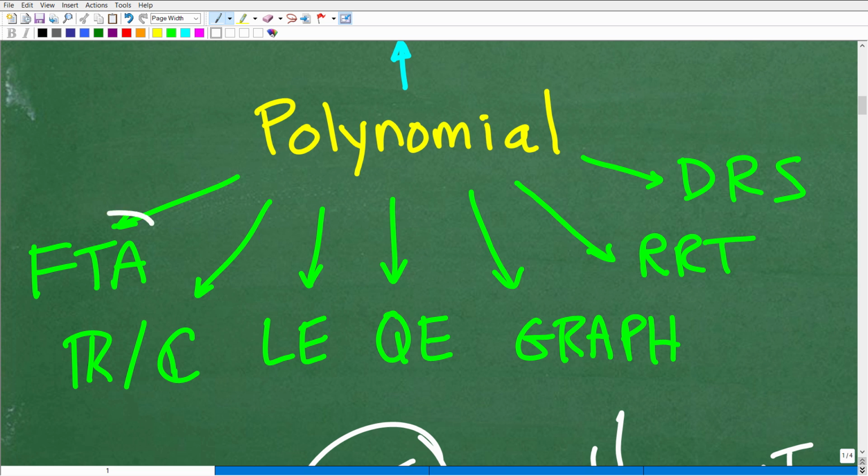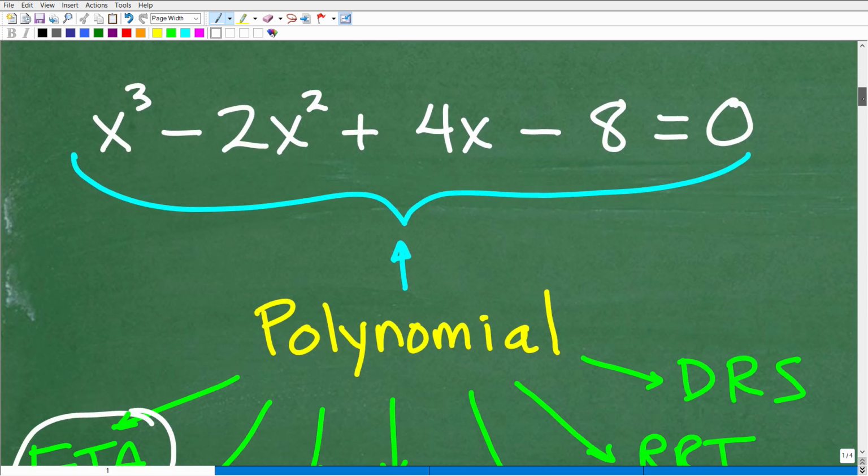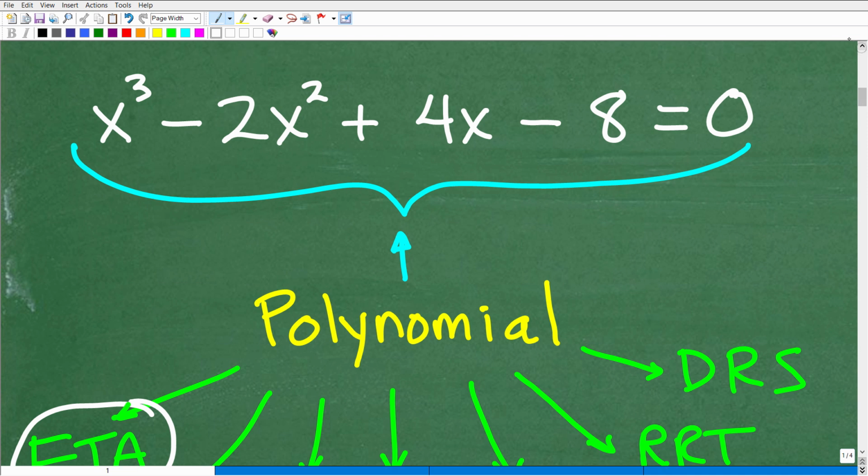So the first thing is the fundamental theorem of algebra. So what does that mean? Well, let's go back up here real quick. And of course, this is not a full lesson on this, but effectively what the fundamental theorem of algebra basically states is that whatever the degree, the highest power of your polynomial is, that's how many solutions you will have. So this third degree polynomial is going to have 3 solutions.